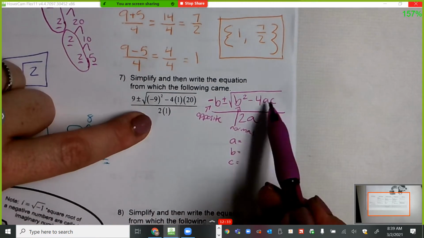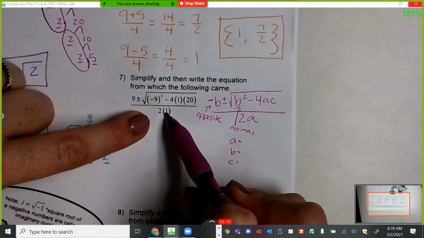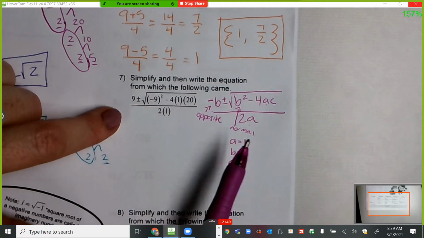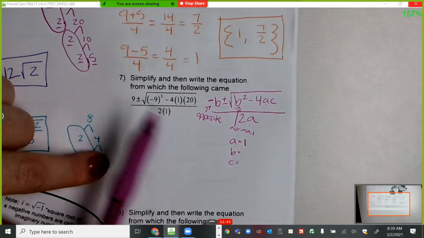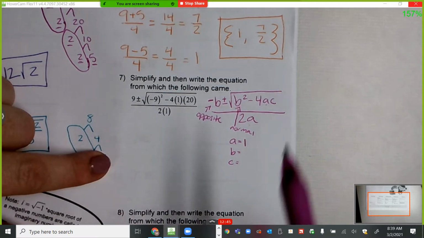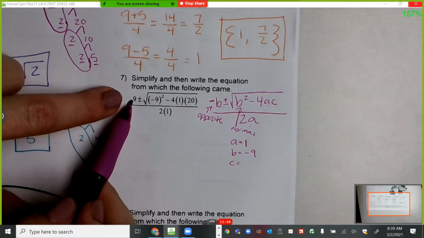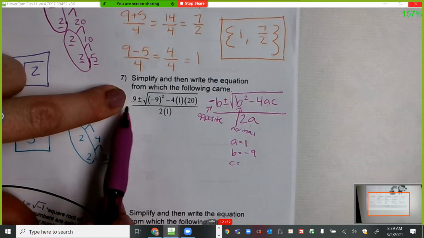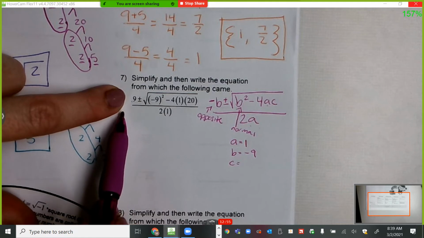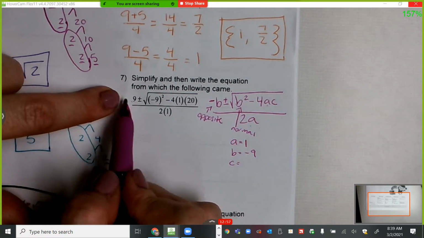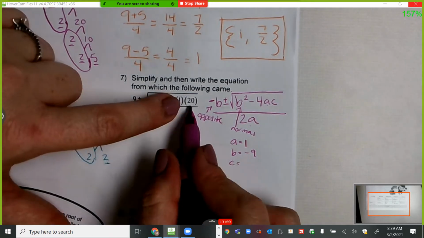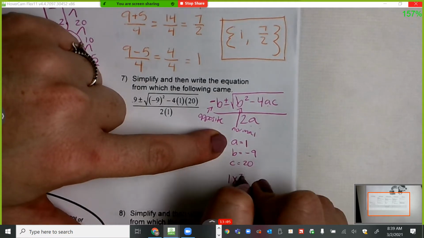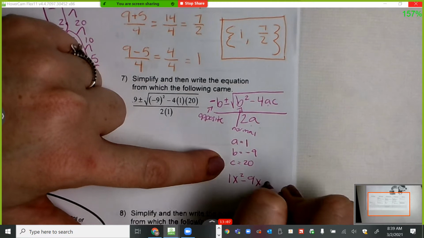Okay, so what is my a? Well, a is here and here. What do we have here and here? 1. B, which one should I look at, the normal one or the opposite one? Normal, so what is it? Negative 9. Now, what's the opposite of positive 9? So you could have looked at the beginning, just know that it's always going to be opposite of what's there. Does that make sense? Okay, because 2 negatives make a positive, so that ended up being a positive 9. Now, c is at the end, which is 20. So that means this came from ax squared, bx, and c.